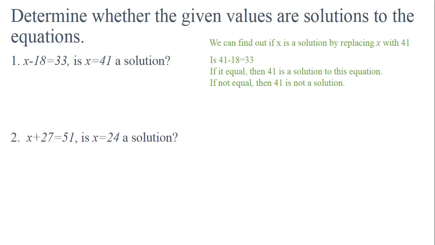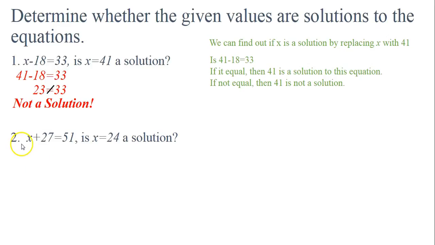So we need to state whether or not they're solutions. So I'm going to replace this x here with 41, and then I'm going to simplify this. 41 minus 18 is 23. And 23 does not equal 33. So this is not a solution. And then I put this slash through my equal sign here, because that means that they're not equal.